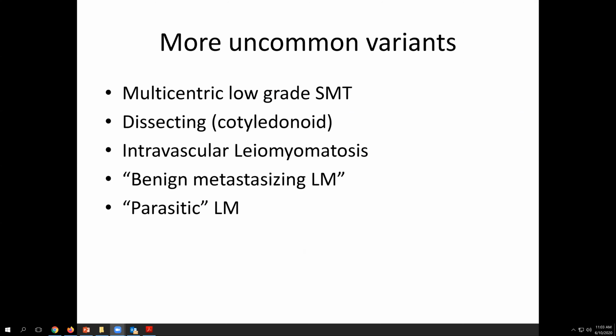Now, there are other variants that we can see, and we show you just a few of these lesions. Multicentric low-grade smooth muscle tumors, dissecting or cotyledonoid smooth muscle leiomyoma, intravascular leiomyomatosis, benign metastasizing leiomyomas, or parasitic lesions that migrate and latch on to other locations.